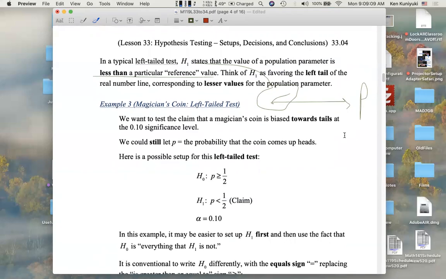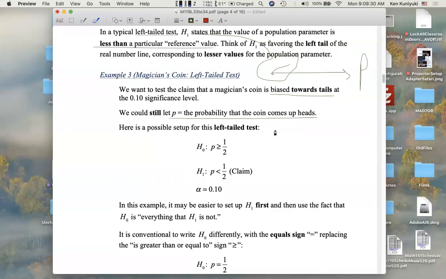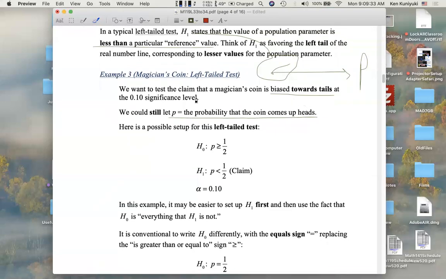In example 3, we want to test the claim that a magician's coin is biased towards tails at the 0.10 significance level. Even though we're talking about tails here, we could still let P be the probability the coin comes up heads. That's okay. And here's a possible setup for the left tail test. Again, it might be easier to set up the alternative first. The claim is that the bias is towards tails, which means that the probability that the coin comes up heads would be less than 1/2. A bias against heads and towards tails. So again, it's easier to write the alternative in this case.